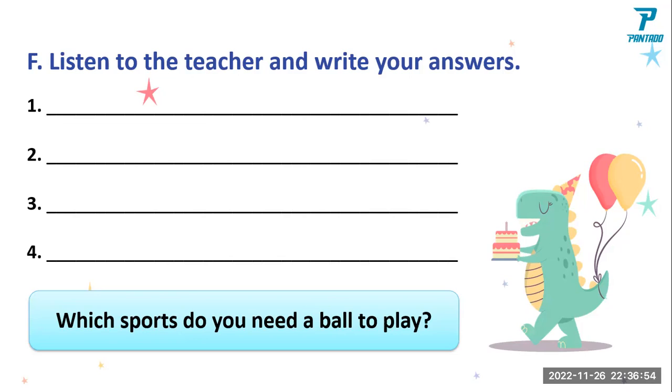Table tennis. Very good. What else? One more that needs a ball. It is volleyball. How about tennis? If there's table tennis, we also have tennis. It needs a ball. Badminton needs a shuttlecock, but tennis needs a ball.